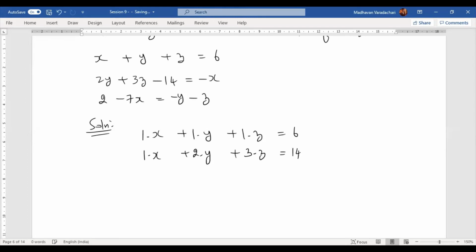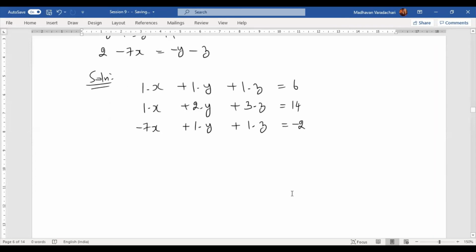It will become positive. Then minus 7 times X. Then bring that negative Y to this side. It will become positive. So I will write 1 times Y. Bring that negative Z to the left side. It will become positive. 1 times Z is equal to, take this 2 to the right side. It becomes negative 2.